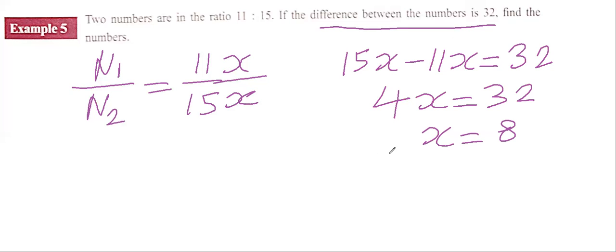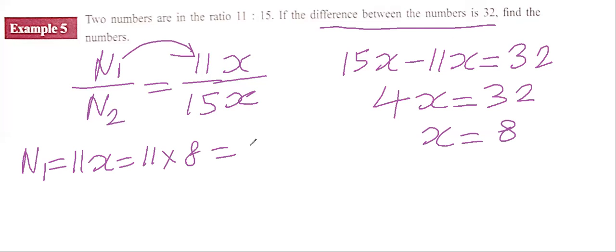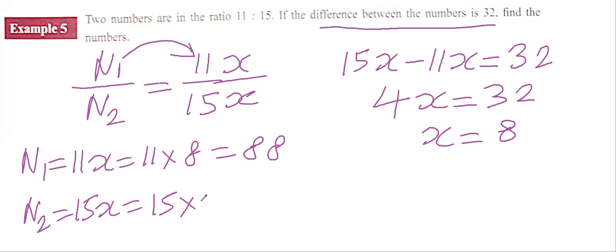Okay, so this number 1 is 11x. This n1 is equal to 11x. So I can write 11 into 8, which is 88. Similarly, number n2 is 15x. I can write this as 15 into 8, and 15 into 8 is what? It is 120. So these are the answers. 88 and 120 is the answer. Got it? Yes.